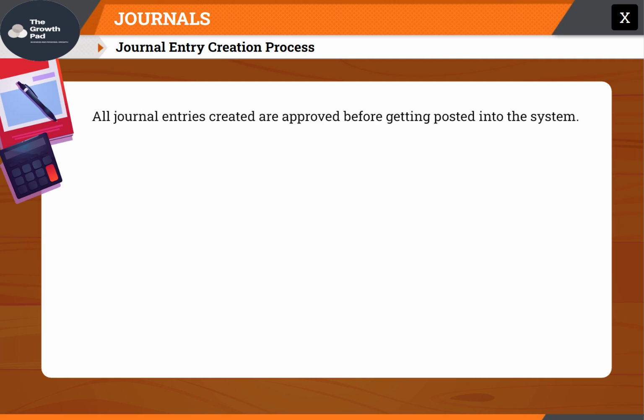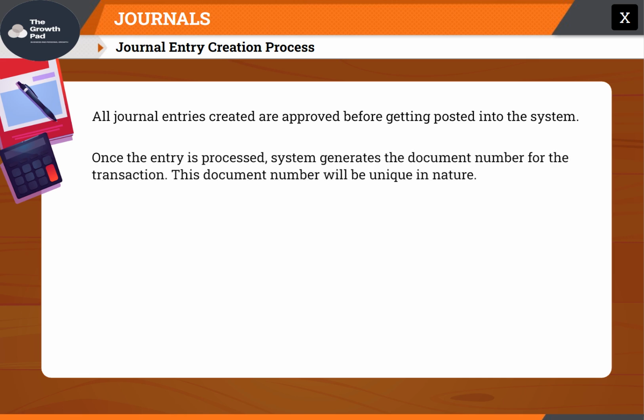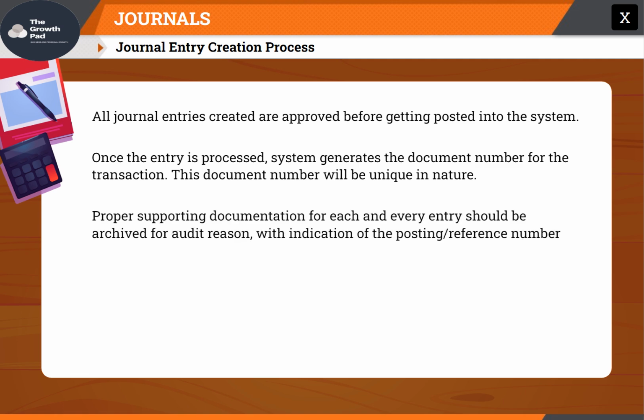All journal entries created are approved before getting posted into the system. Once the entry is processed, the system generates the document number for the transaction. This document number will be unique in nature. Proper supporting documentation for each and every entry should be archived for audit reasons, with indication of the posting or reference number.